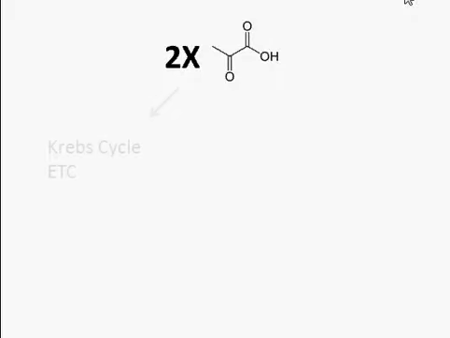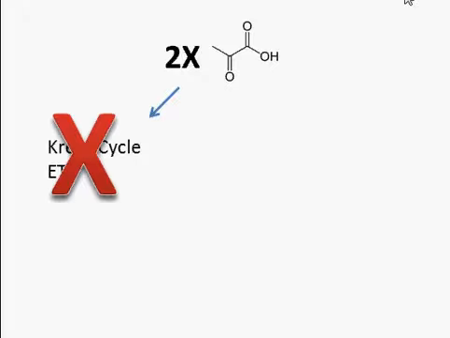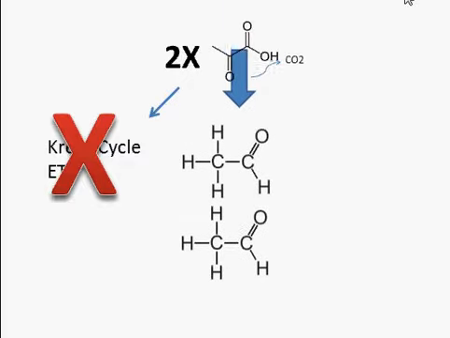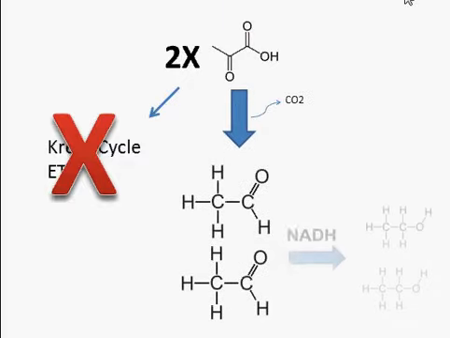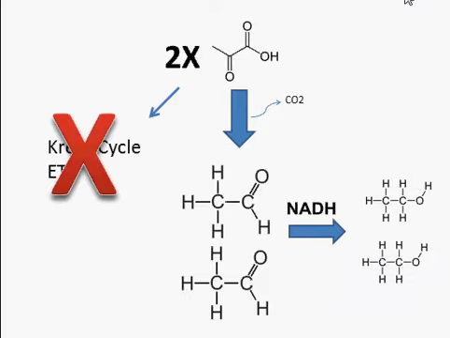After glycolysis, two molecules of pyruvic acid remain. In aerobic organisms, these molecules would be further broken down to generate energy in the Krebs cycle and later in the electron transport chain. But something different happens in anaerobic organisms. First, the two pyruvic acids are converted into acetaldehyde molecules and two carbon dioxide molecules. NADH then reduces the two molecules of acetaldehyde into ethanol.